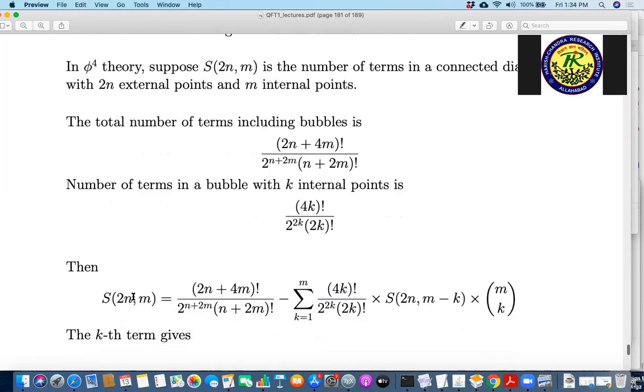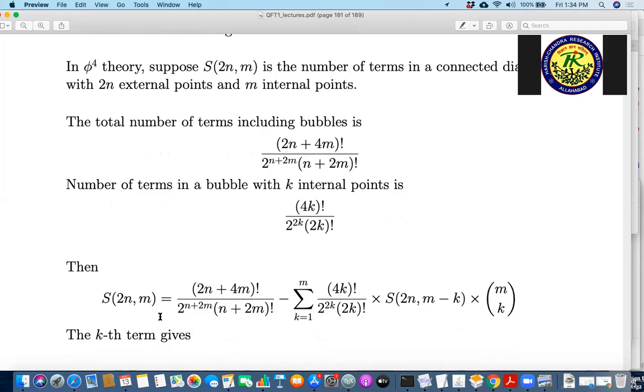So with this I'll now write down the formula for S 2n m. In fact this will be given as a recursive formula: if we know S 2n for lower order results, then you get S for the mth order result. So let's try to understand this formula.